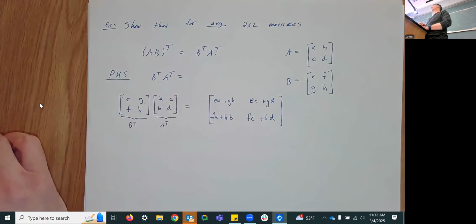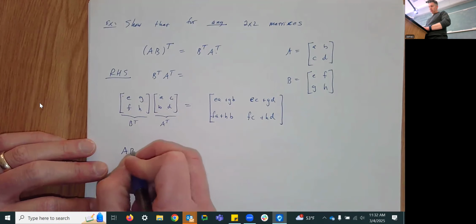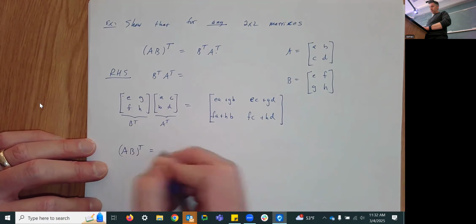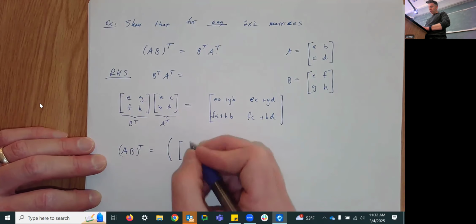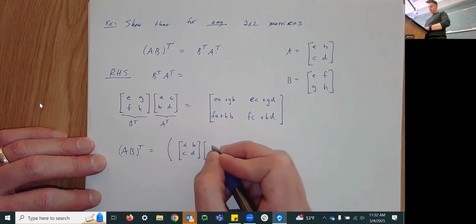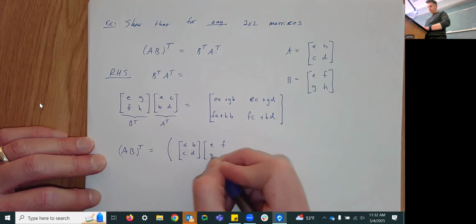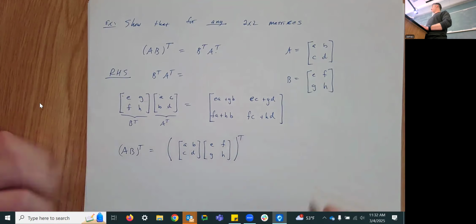All right, let's go ahead and calculate the other thing, A times B transpose. So A times B transpose, well, let's see, it's going to be A times B. So we have to do the insides first. So A is A, B, C, D. B is E, F, G, H. And after we multiply those together, then we're going to take the transpose of that.